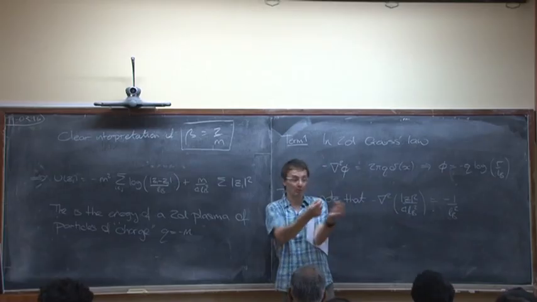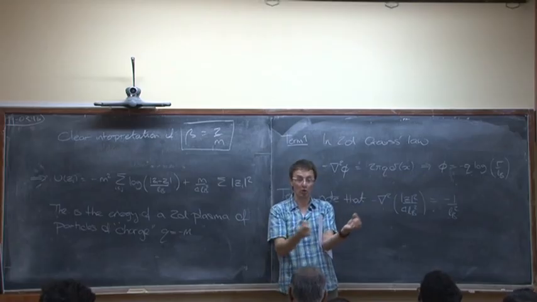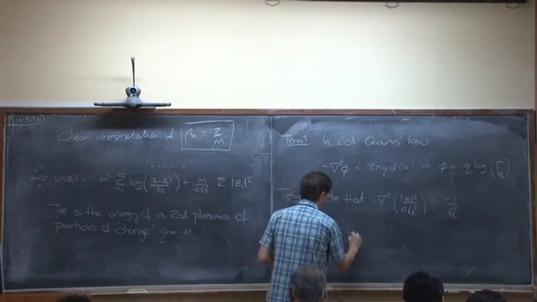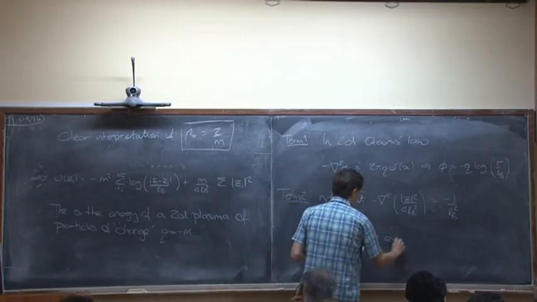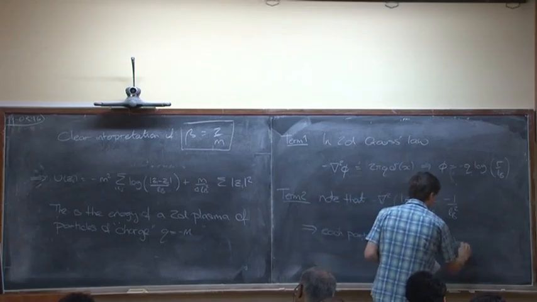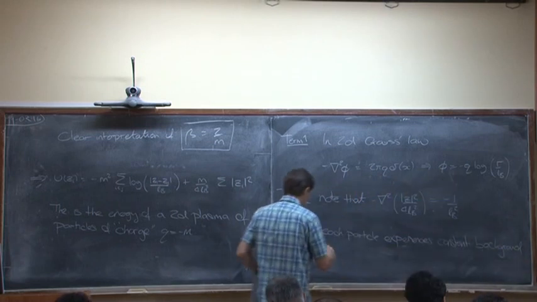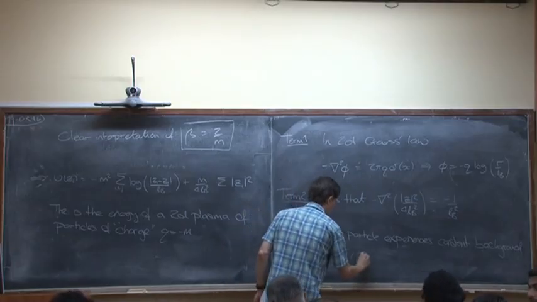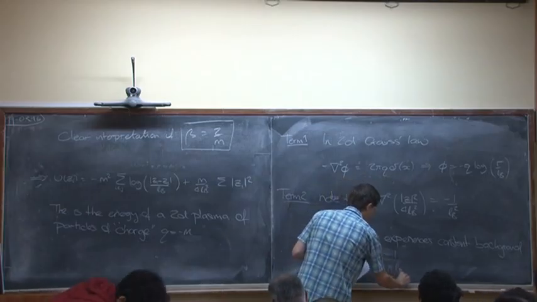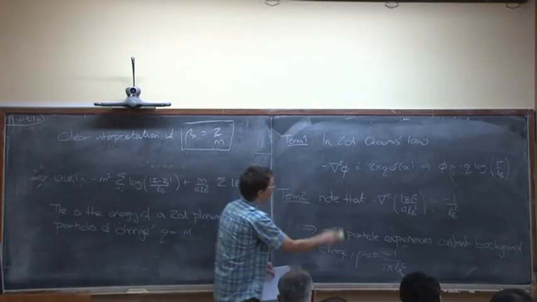So this is really a plasma of particles moving around, with Coulomb forces between themselves, but this term is all the particles interacting with some constant background charge. Each particle experiences a constant background charge, which, if you put all the numbers in, turns out to be 2 pi. 2 pi is just 2 pi.